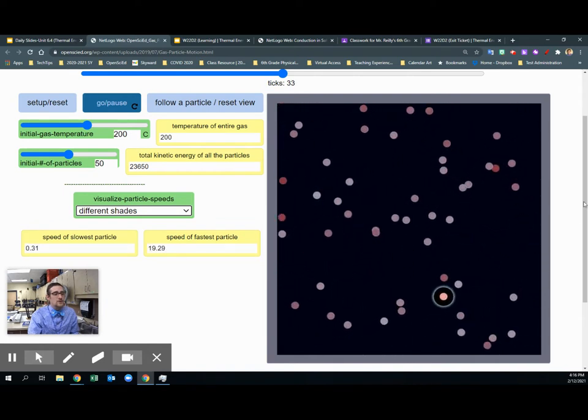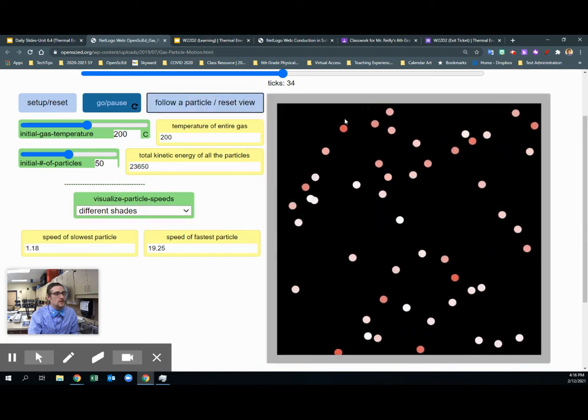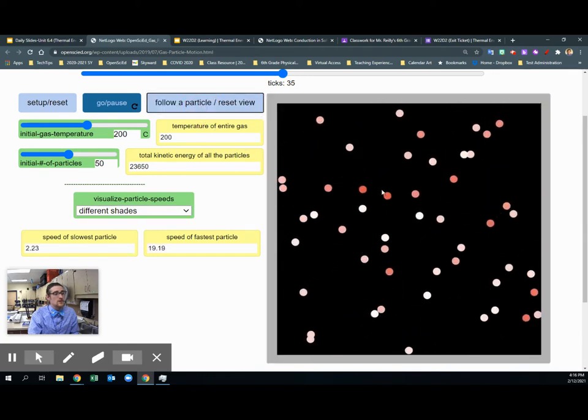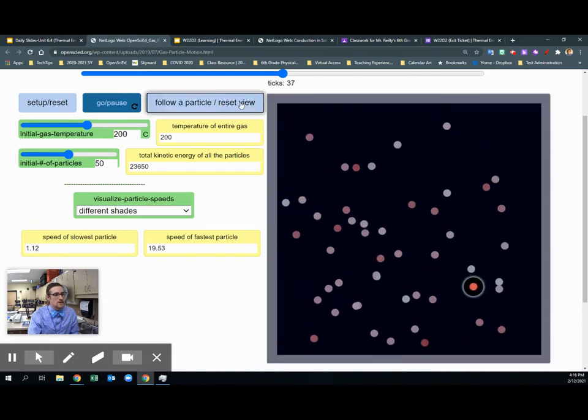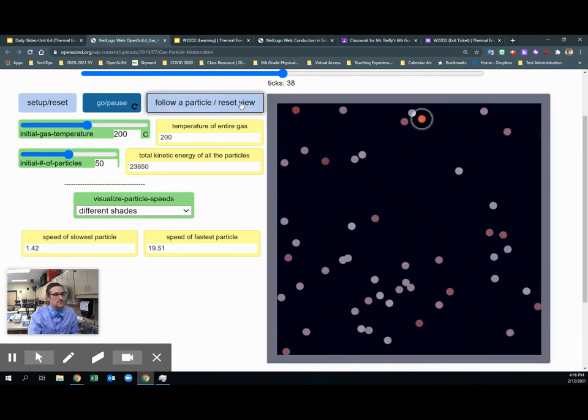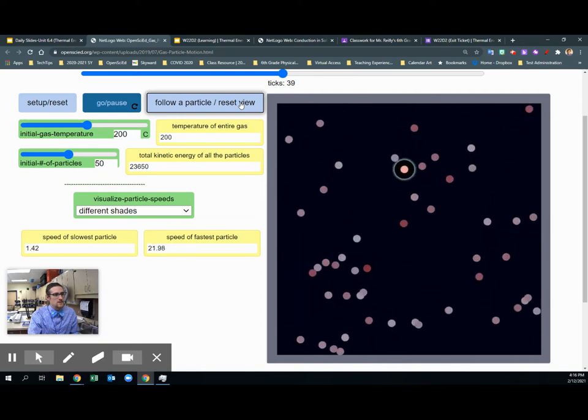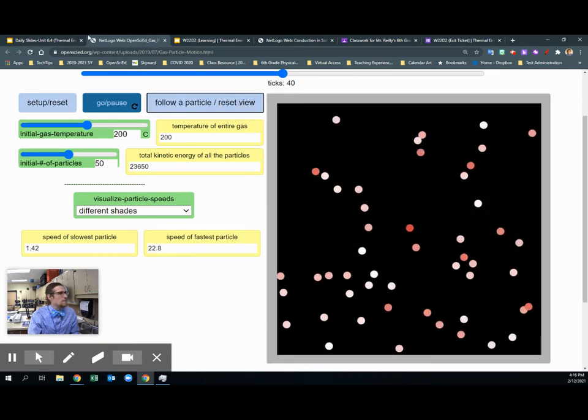We might not have the opportunity, but if we look around, we can note some of these red particles tend to be moving quite fast compared to the white ones, which are moving quite slowly. There we go. There's a nice red one, traveling at high speeds. Losing energy, slowing down.